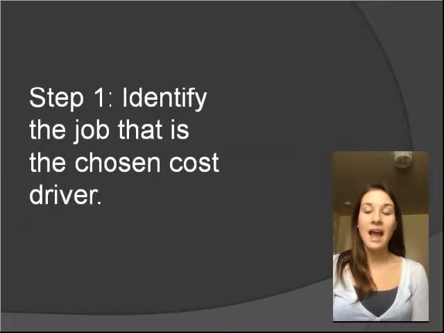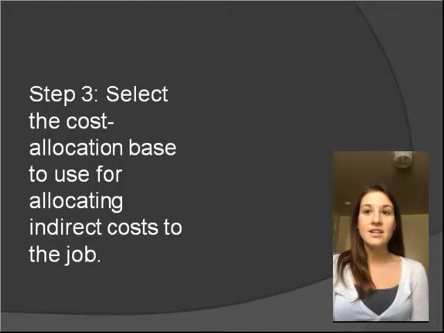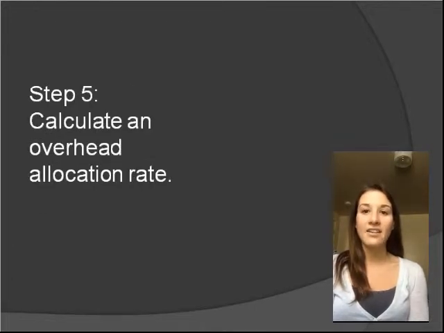Step 1. Identify the job that is the chosen cost driver. Step 2. Identify the direct costs of the job. Step 3. Select the cost allocation base to use for allocating indirect costs to the job. Step 4. Match indirect costs to their respective cost allocation base. Step 5. Calculate an overhead allocation rate. This is the predetermined overhead rate.